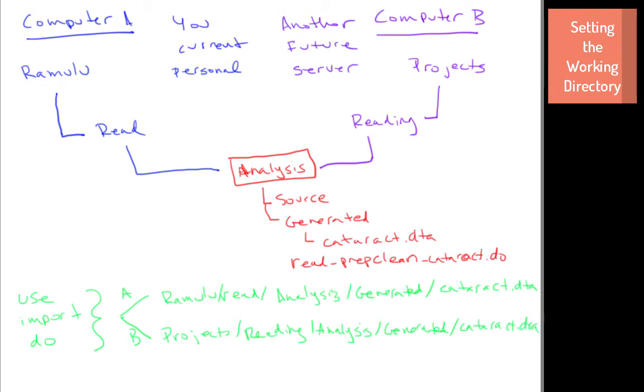what one notices, however, is that past a certain point, these are the same. So what one actually wants to do is fix the directory starting with analysis, in which case what's upstream can differ between the two, but what is downstream is the same. And to do this, we have to change the working directory. So let's show you how to actually do this within Stata.